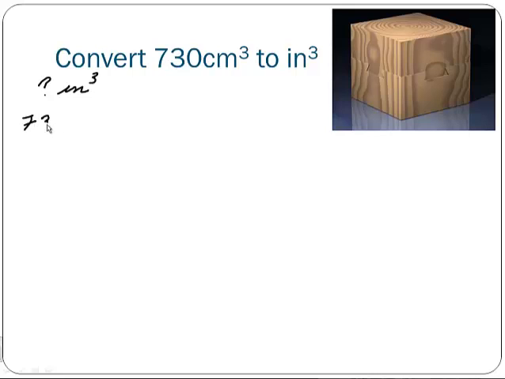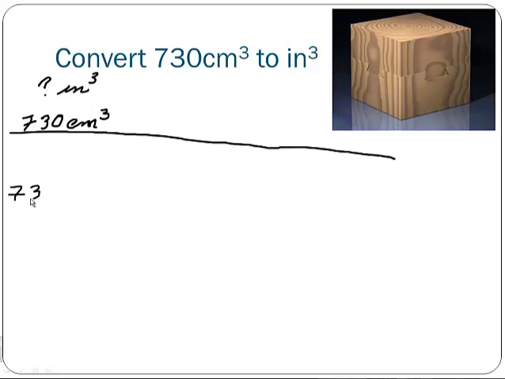I have 730 centimeters cubed. And I'm going to draw my railroad tracks. I kind of did it lopsided so that I could write not on the cube over there. And I'm going to rewrite this again because I want to do it in a different way. So I'm going to write 730 centimeter, centimeter, centimeter. That's centimeters cubed.